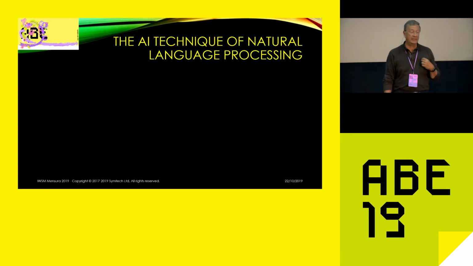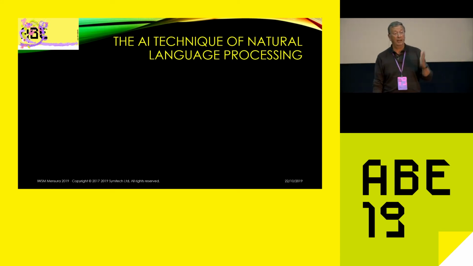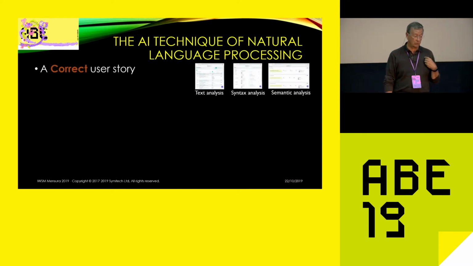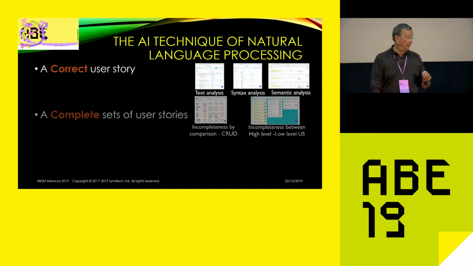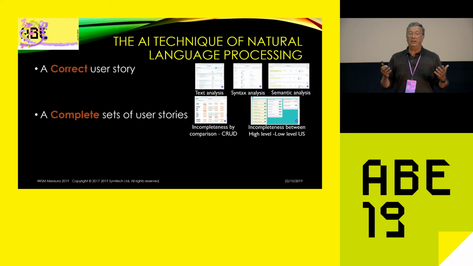So the AI technique that I'm going to use is natural language processing. We're going to use that technique to look at our user stories. Now, how do we do this? To look for correctness, we can do textual analysis, syntax analysis and semantic analysis. If we're going to look at completeness, well, you can't do completeness. You can only look at how incomplete it is against the standard.